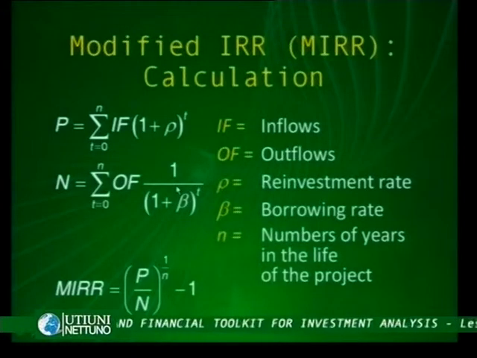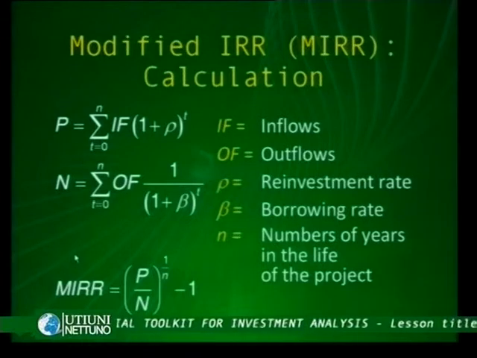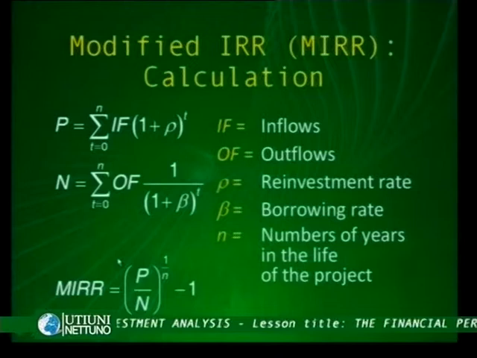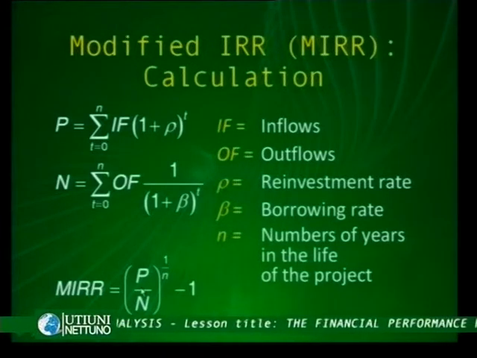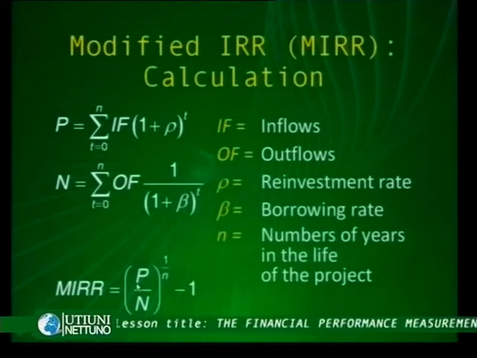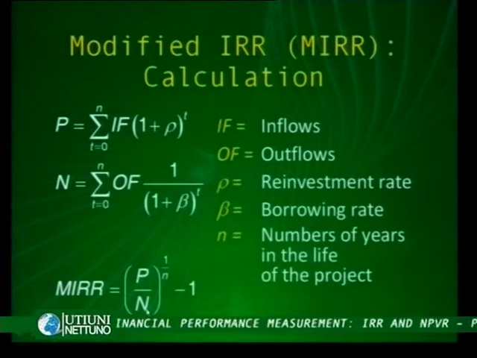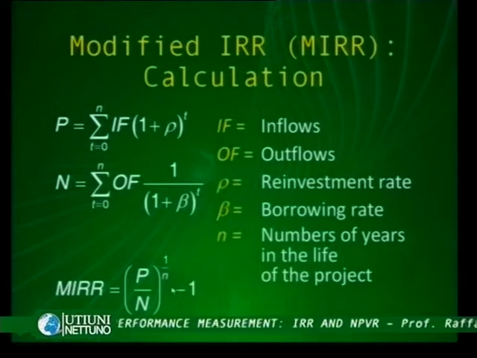So this definition is clearer if we look at this formula. As you can see, the modified IRR can be defined as the ratio between two values, P and N, raised to 1 divided by n, minus 1.